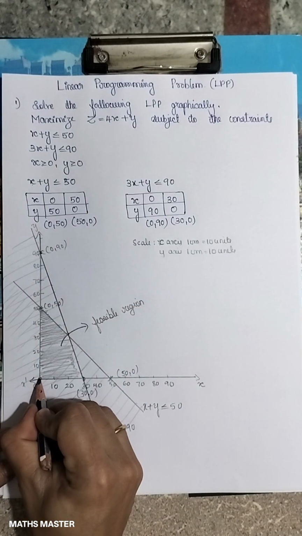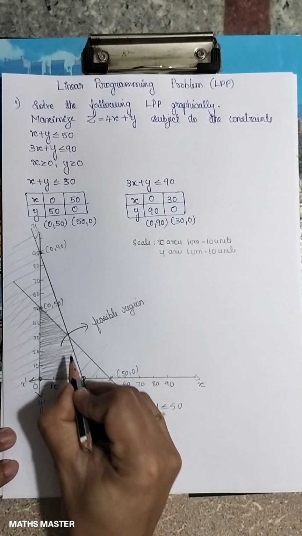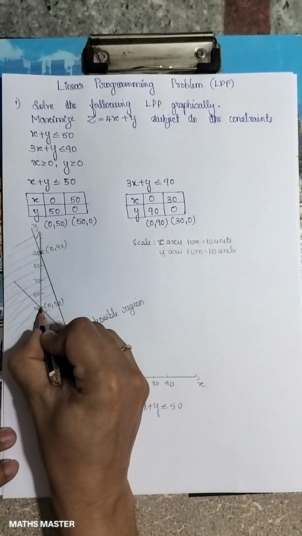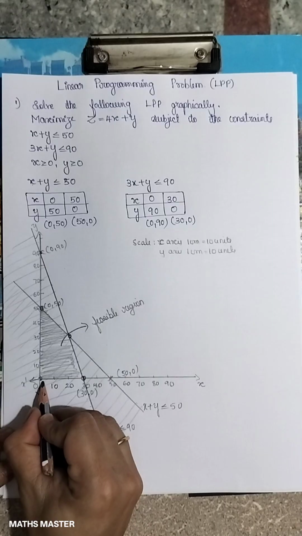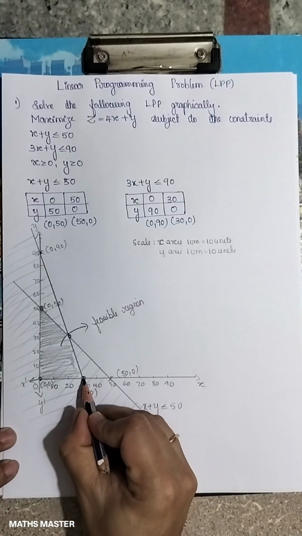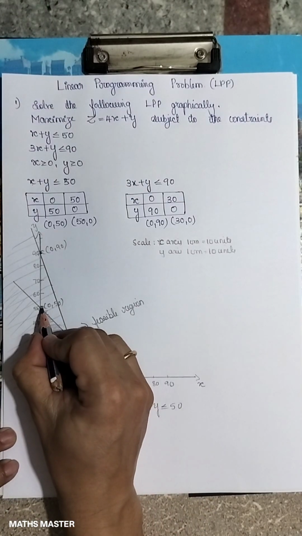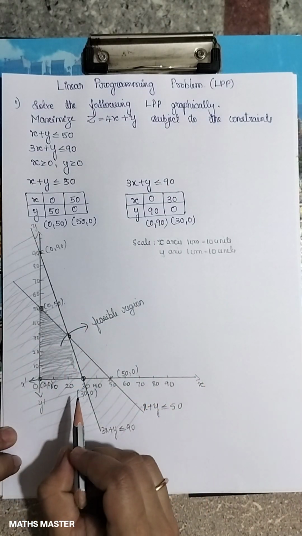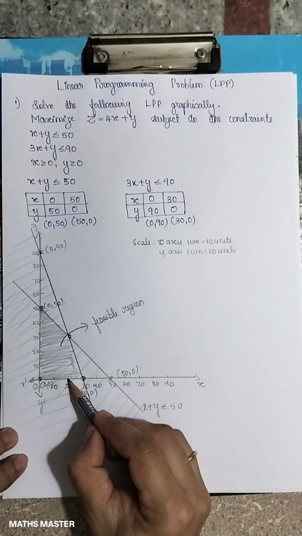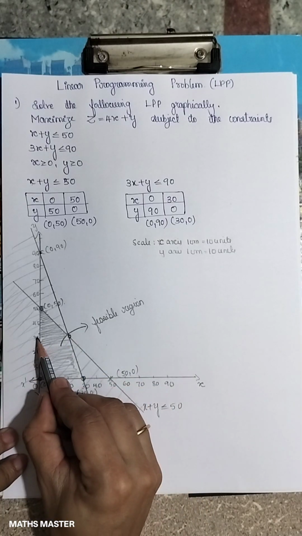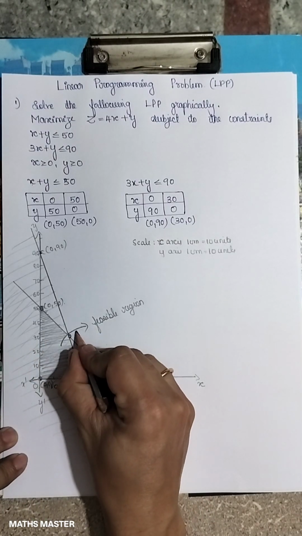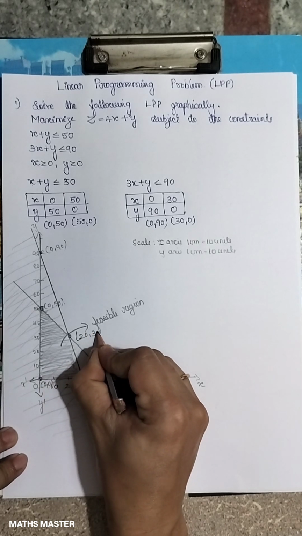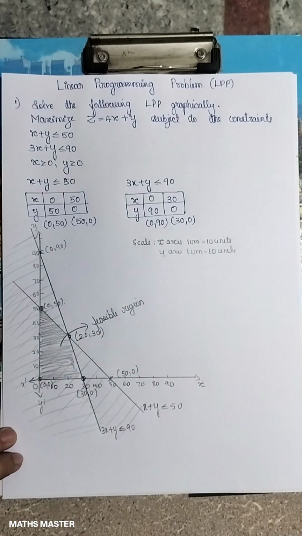Now around the feasible region, whatever corner points are there, boundary points, just mark them. So this is our origin, which is 0 comma 0. This is already written, 30 comma 0. This is 0 comma 50. Only this point we should be finding out. If you are observing, x value is 20 over here, y value is 30. So this point is 20 comma 30. So we have got all the boundary points.